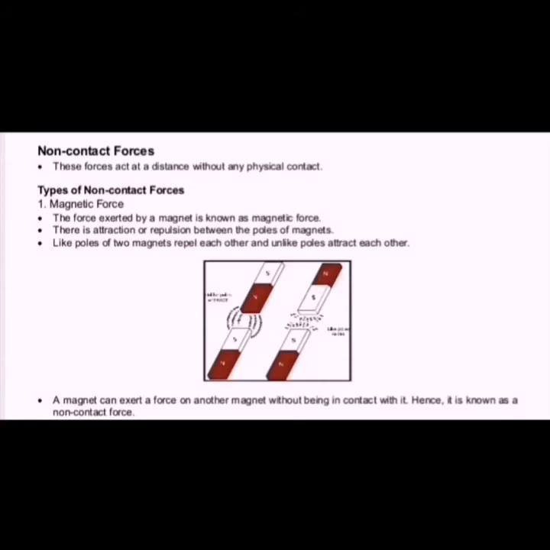There is an attraction or repulsion between the parts of the magnets. Like poles of two magnets repel each other, and unlike poles attract each other. A magnet can exert a force on another magnet without being in contact with it. Hence, it is known as a non-contact force.